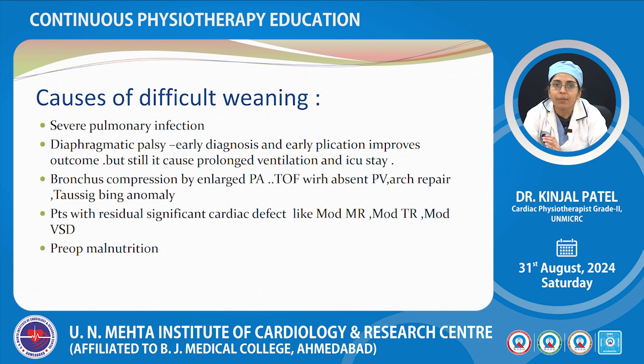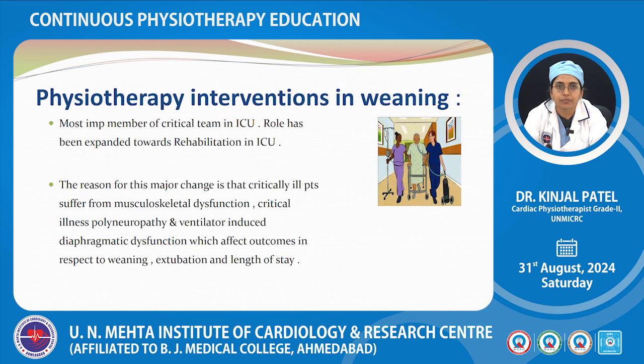Then causes of difficult weaning. It causes severe pulmonary infection and diaphragmatic palsy. Early diagnosis and early plication improve outcome, but it still causes prolonged ventilation and ICU stay. Then bronchus compression by enlarged PA, TOF with absent pulmonary valve, arch repair and other anomalies. Patients with residual significant cardiac defects like moderate MR, moderate TR, moderate VSD, and lastly, post-operative malnutrition.